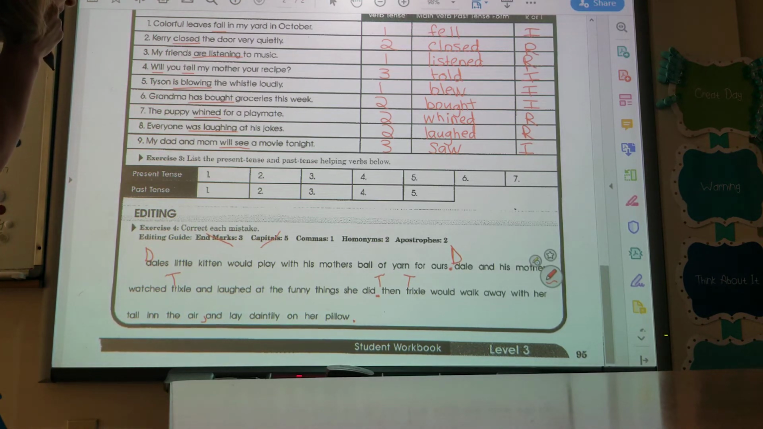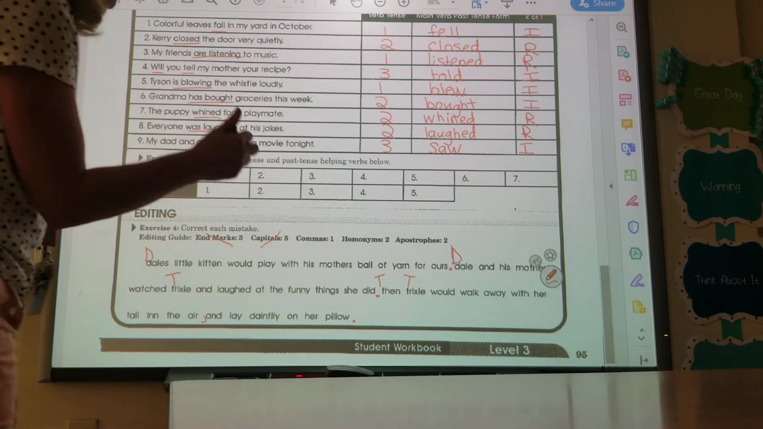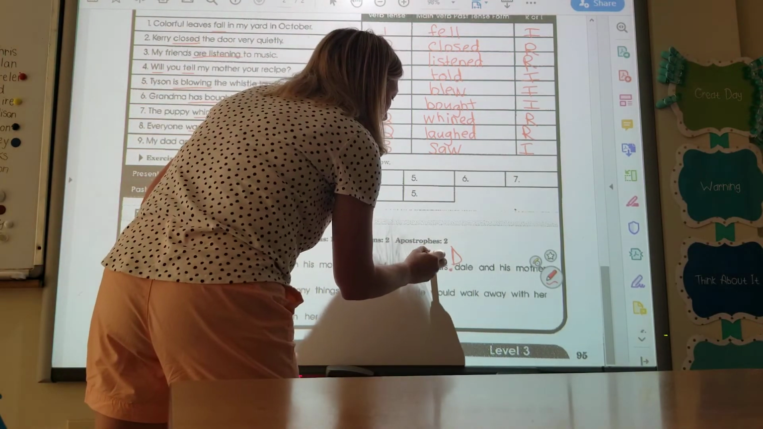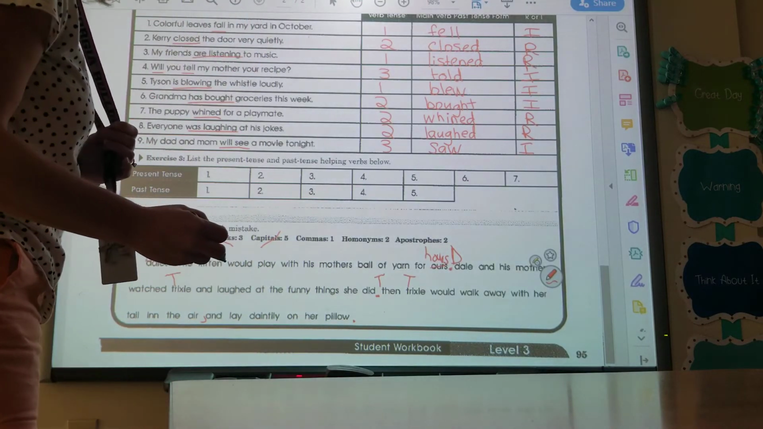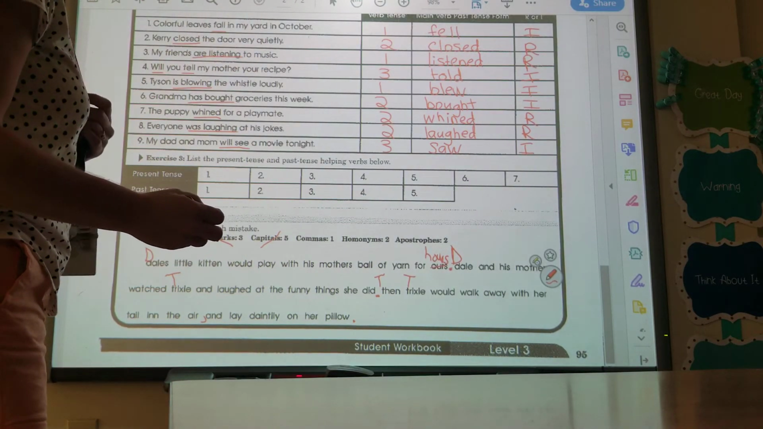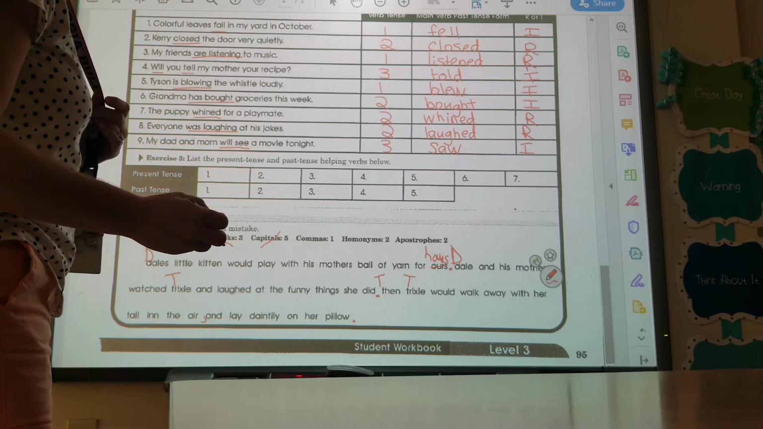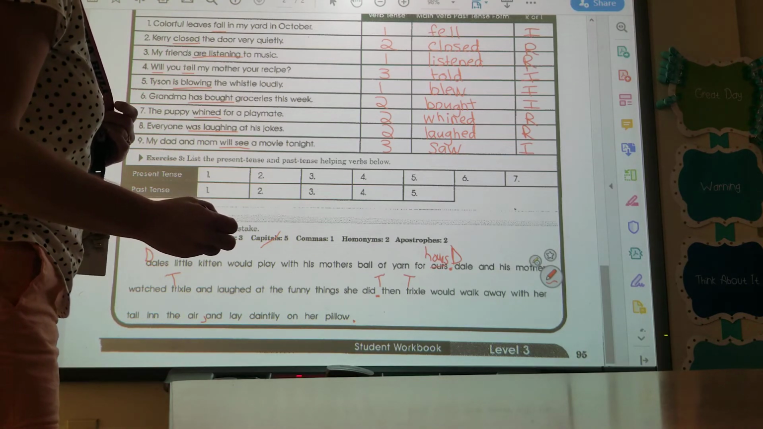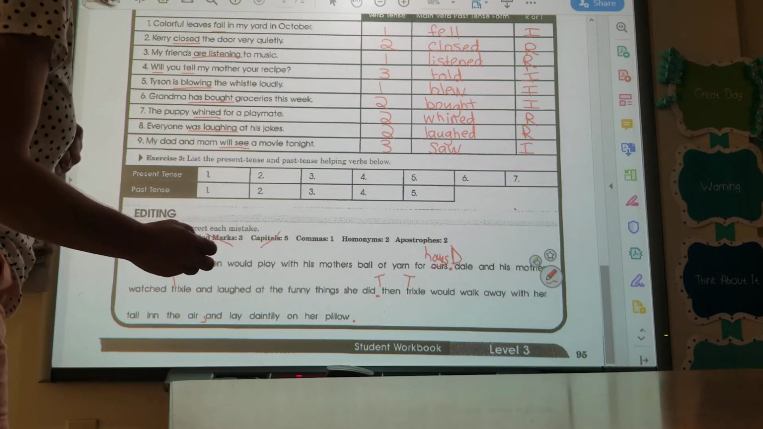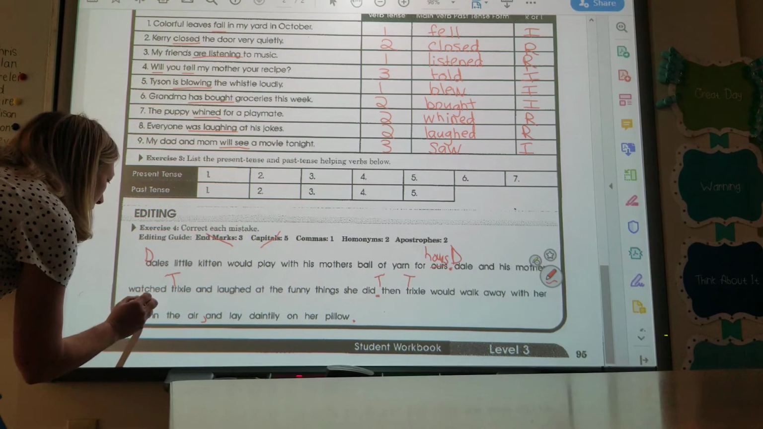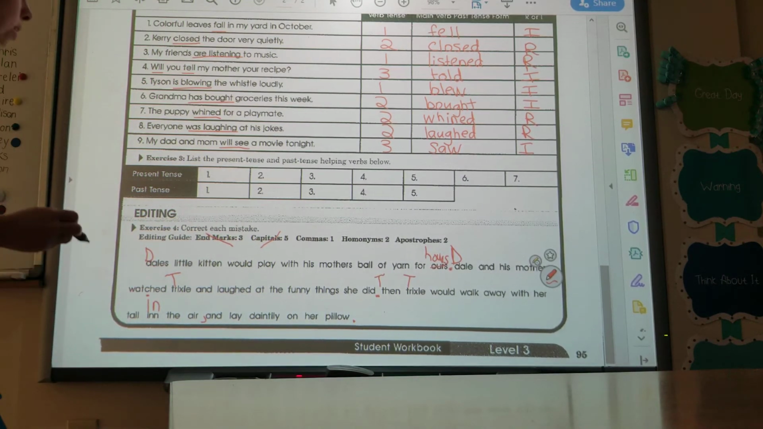Okay, our homonyms. Dale's little kitten would play with his mother's ball of yarn for hours. Hours. Okay. They watched Trixie and laughed at the funny things she did. Then Trixie would walk away with her tail in the air and lay daintily on her pillow. Do we see? Oh, right here. N. That's supposed to be I-N.